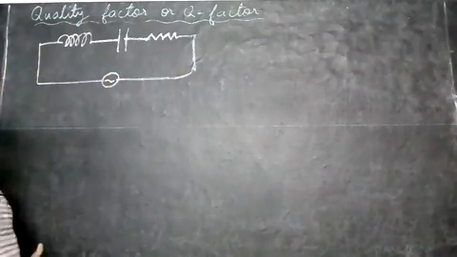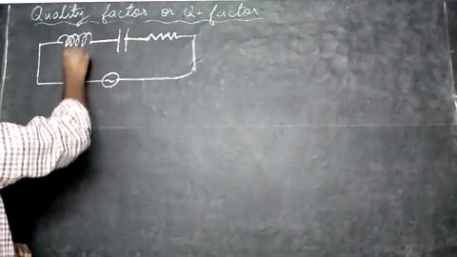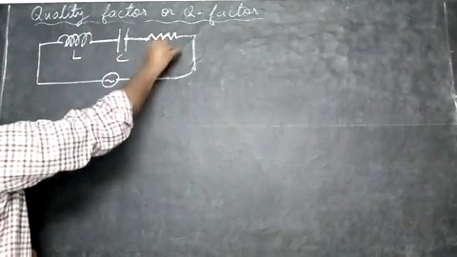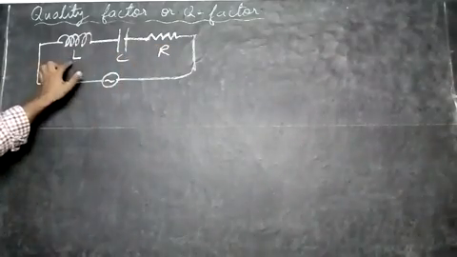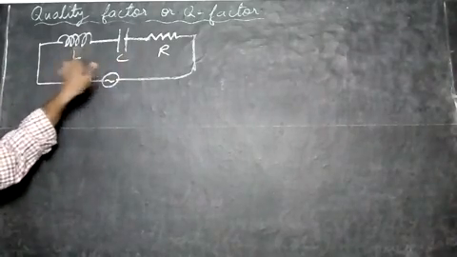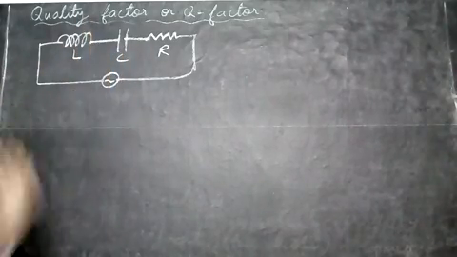This is the alternating supply, AC voltage. This is the inductance, capacitance, and resistance here. LCR: inductance, capacitance, and resistance. They are connected in series.